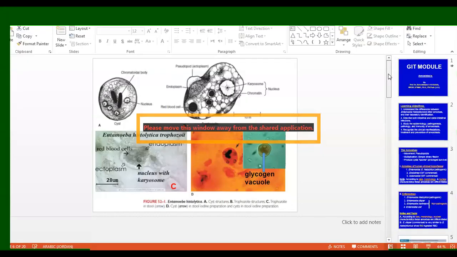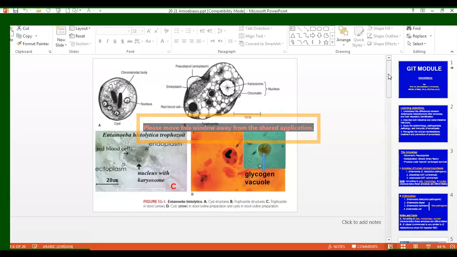Any question? Doctor, while it is a short lecture, you can ask about it, but it is very important.